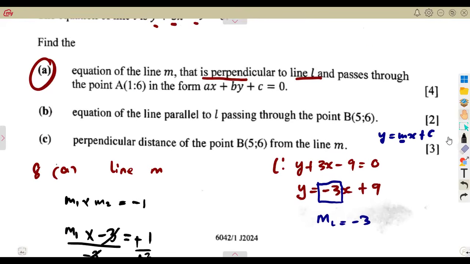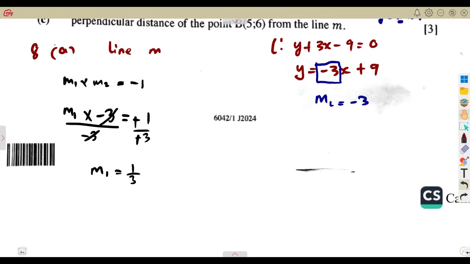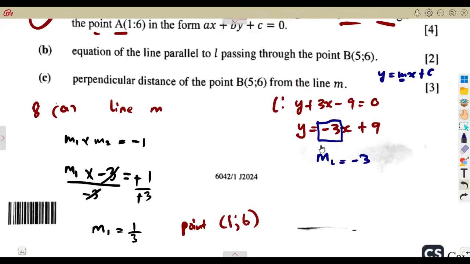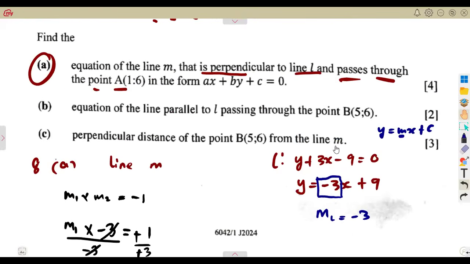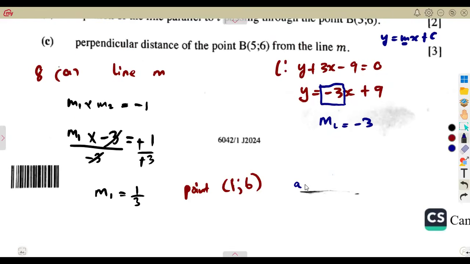So what is missing is the point. We have got the point again. It passes through the point A, which is (1, 6). So you are given a gradient and you also have a point (1, 6). So write the equation, and you are also given the format: ax plus by plus c is equal to 0. That's the format that you are given to use.